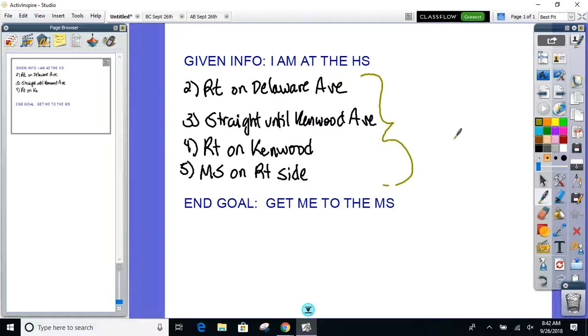Okay, and that's the same thing with proofs. There's different ways to get to the end goal. So I don't know if it's going to be 4 steps for you and 6 steps for somebody else. Whatever gets me to that end goal in the correct order too. Okay, so there's all different types of ways.